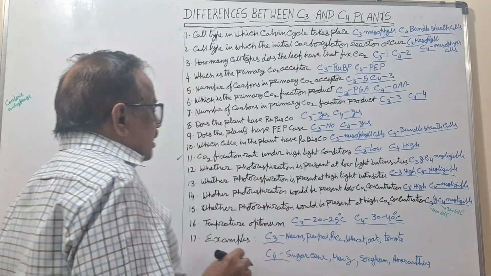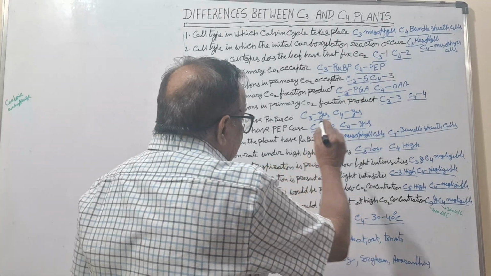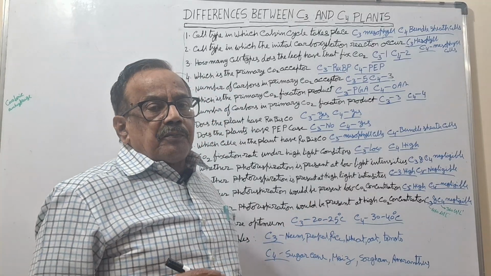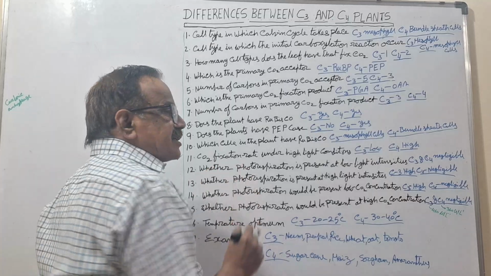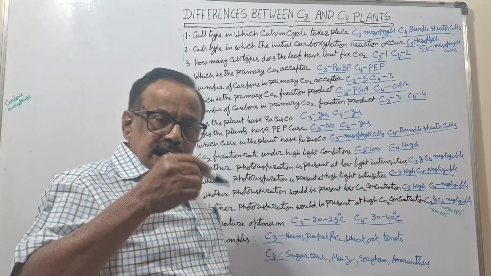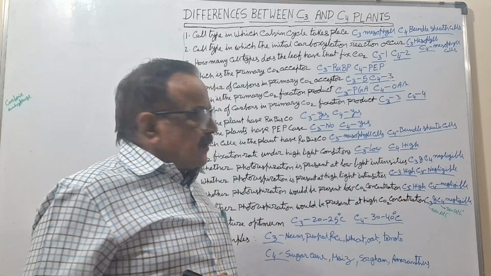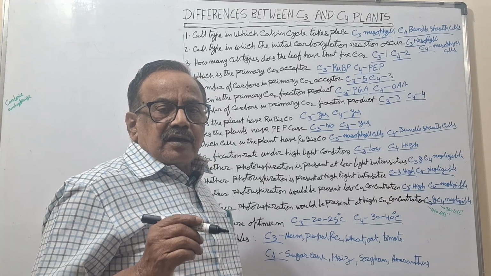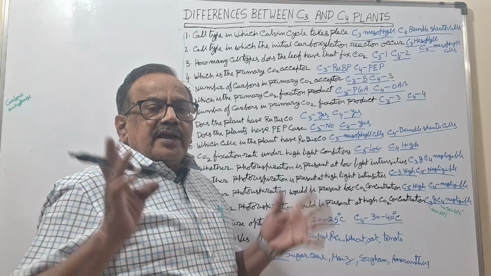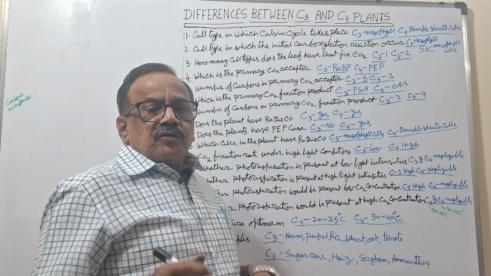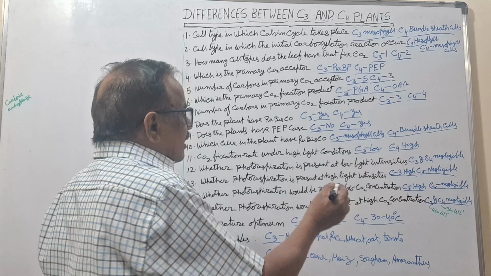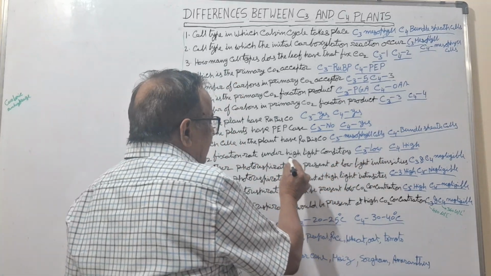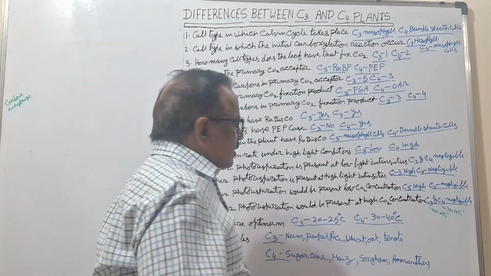So what happens under high light conditions? C3 plants will show low carbon dioxide fixation, and low sugar preparation also. Why? Because some of the RuBP, ribulose bisphosphate, will be used for photorespiration. That is the condition. So C3 plants become low when the temperature is high. High light means high temperature also, remember it.